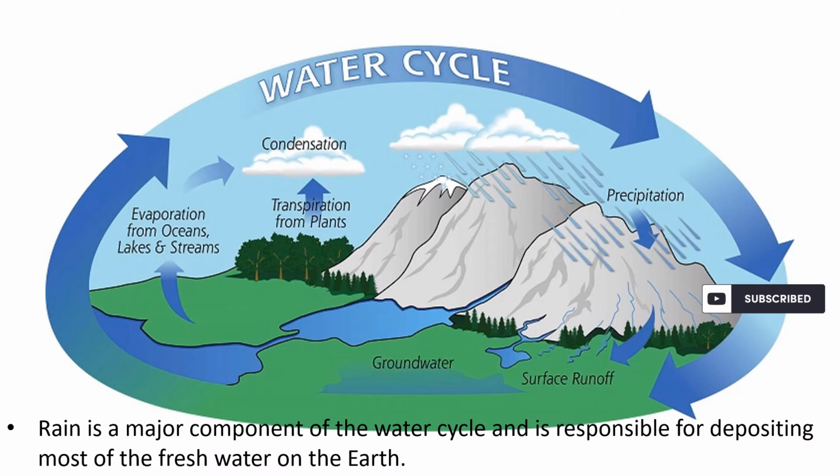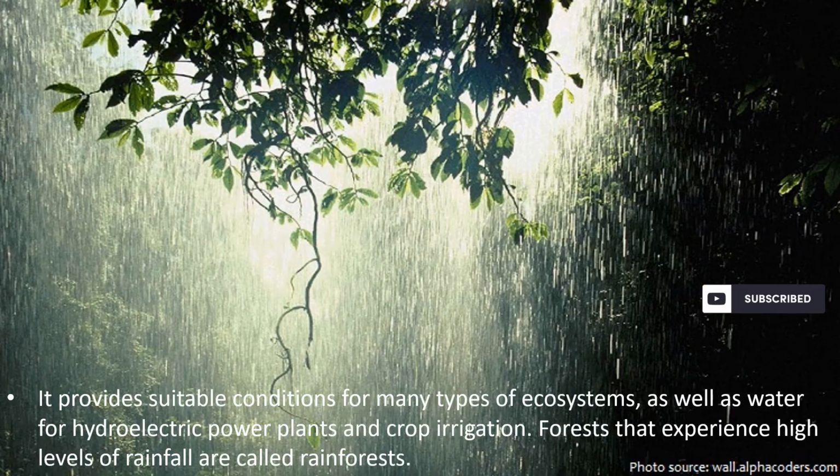Rain is a major component of the water cycle and is responsible for depositing most of the fresh water on the Earth. It provides suitable conditions for many types of ecosystems, as well as water for hydroelectric power plants and crop irrigation. Forests that experience high levels of rainfall are called rainforests.